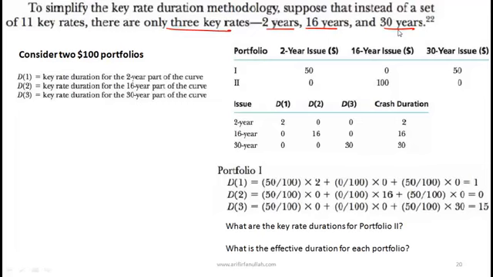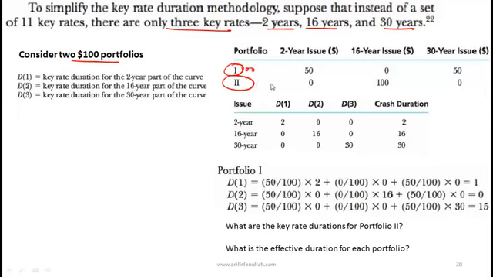Why are we only considering these 3 key rates? Because we are looking at 2 portfolios. Let's say that we have $100 in portfolio 1, of which $50 are in a 2-year instrument, 0 are in a 16-year instrument, and 50 are in a 30-year bond. Okay, so do you understand portfolio 1? Very simple portfolio. In portfolio 2, we have all 100 in a 16-year bond. Okay, so that's our portfolio 2.